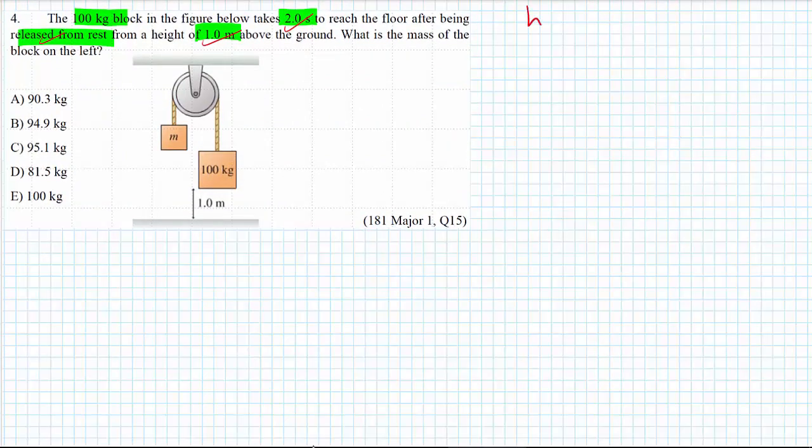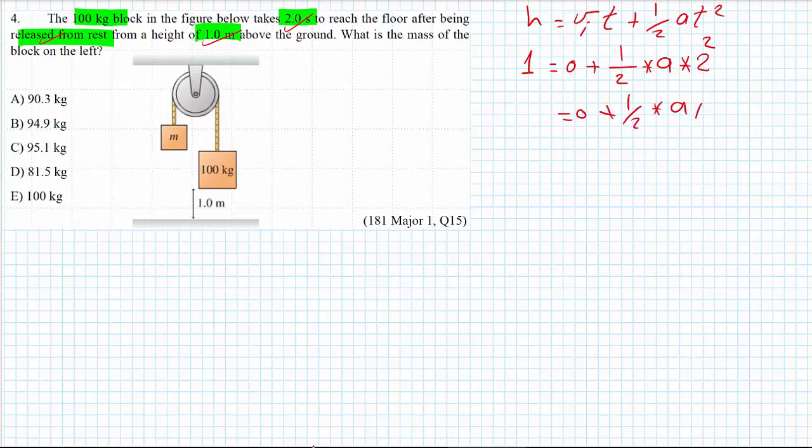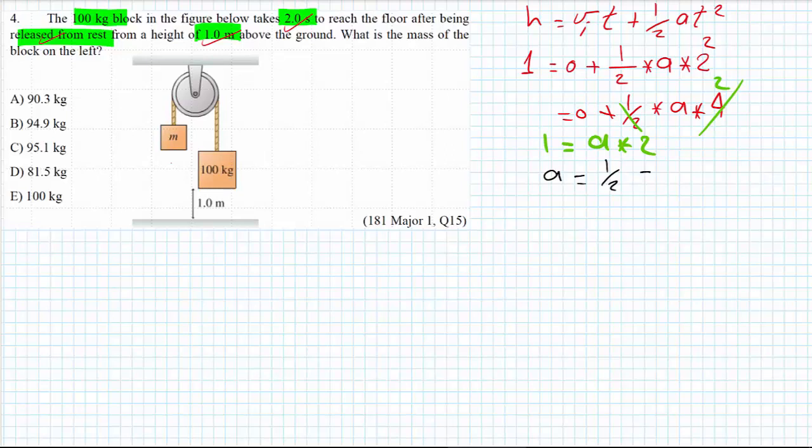First, I know that distance equals VIT plus half a t square. The distance is 1 meter. The initial speed is 0. Half times acceleration that I need. Time is 2 seconds, so 2 square. So that means 0 plus half times a times 4. Then you can simplify it. 4 over 2 gives you 2. So 1 equals a times 2. That means the acceleration equals 1 over 2, or half meter per second square.